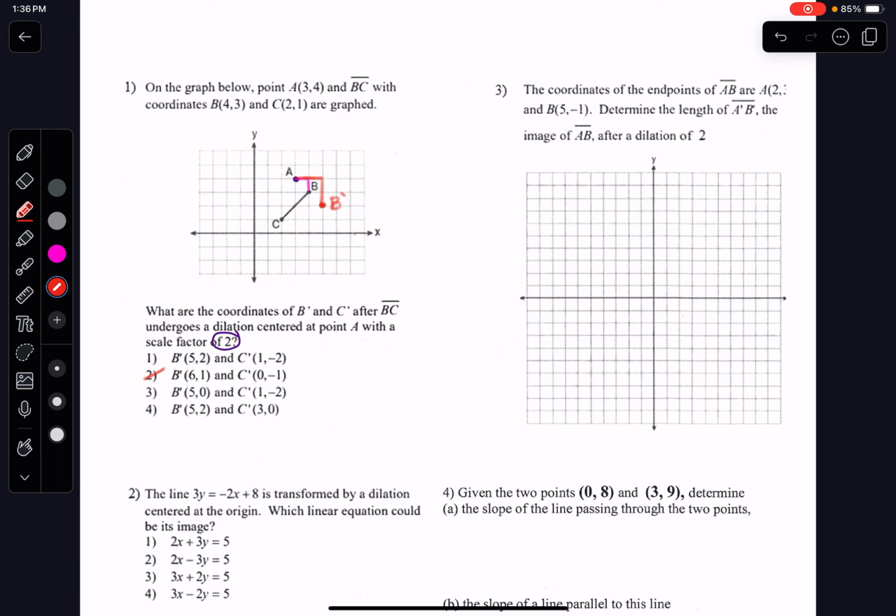So I can eliminate anything that does not have B' at (5, 2). And now I'll do the same thing for C. So to get from A to C, I went to the left 1, down 3, 1, 2, 3. So now I'm going to go to the left 2 and down 6. 1, 2, 3, 4, 5, 6 to get C'. So this would be your new segment. C' would be at (1, negative 2). So your answer will be 1.